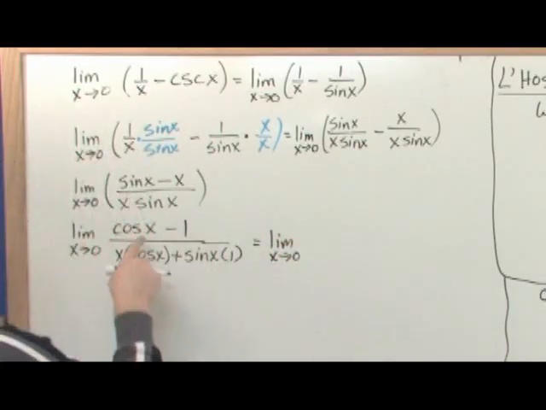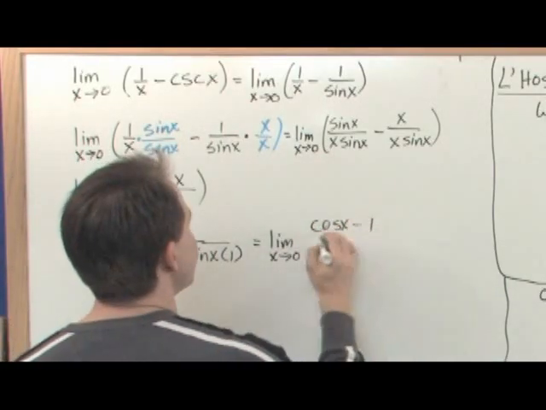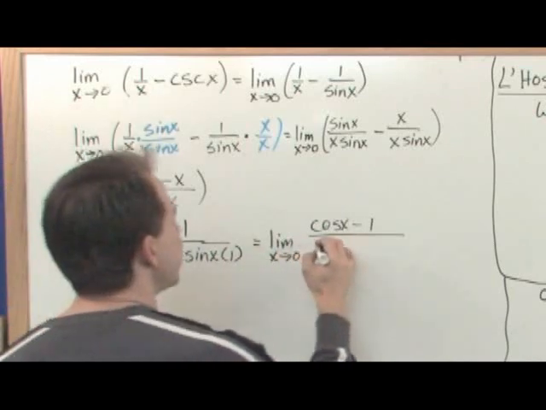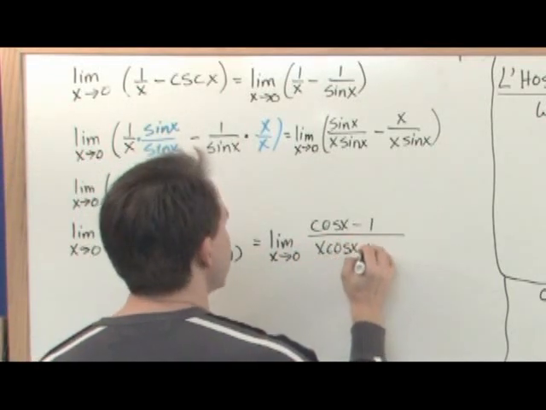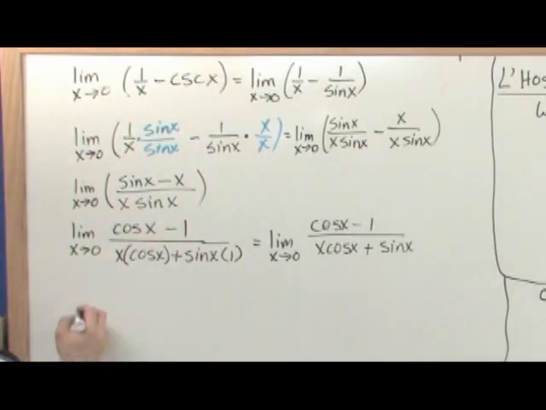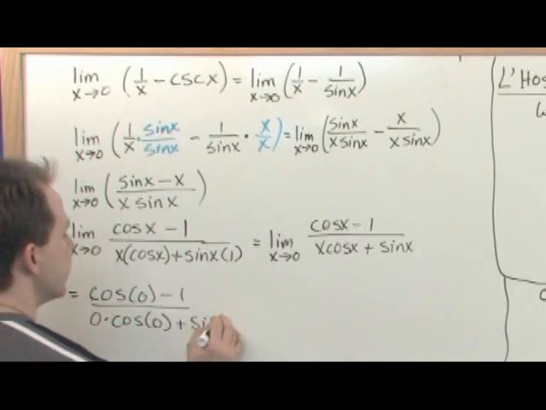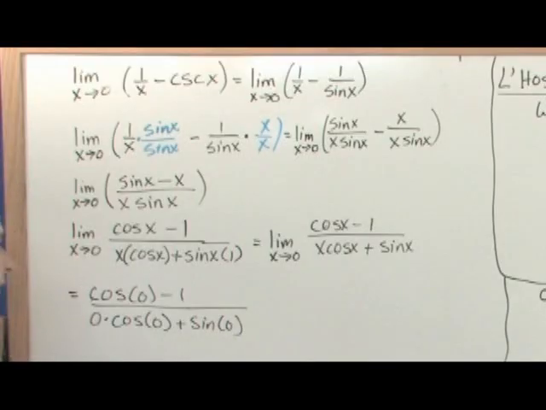Let's go ahead and simplify. Cosine x minus 1. Actually, there's not going to be too much simplification to do here. X times cosine of x plus sine of x. Now let's see what we have here. Let's go ahead and plug in 0 and see what we have. What we're going to have is cosine of 0 minus 1 on the top, just plugging in for 0 here, x is equal to 0. On the bottom, you're going to have 0 times cosine of 0 plus sine of 0. And let's just do this and hope that we got something simpler.